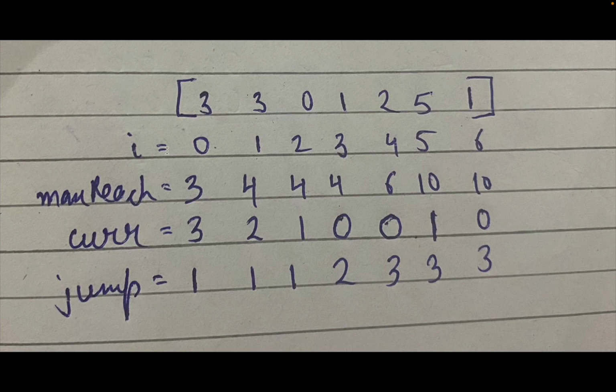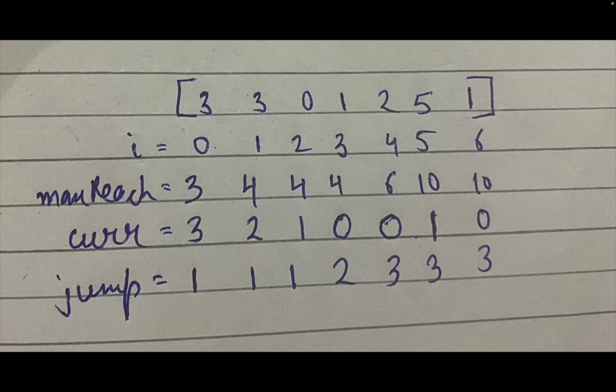So we will start from i equals 0. Initially we will define max reach as array[0] and current as also array[0], and initially jump would be 1. Then we'll move to i equals 1. So current will reduce by 1, and max reach we will update, so that will become 3 plus 1, 4, and jump will remain 1. Jump will only get updated when current becomes 0. Now we'll move to this index.